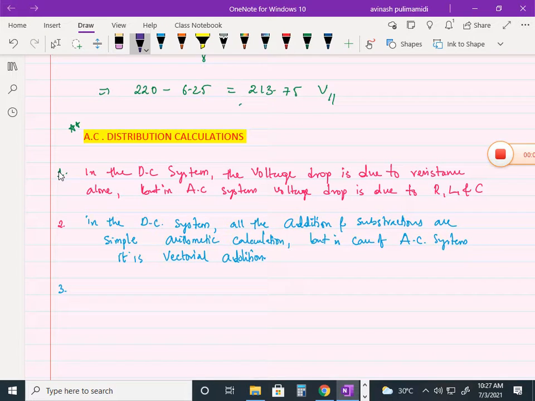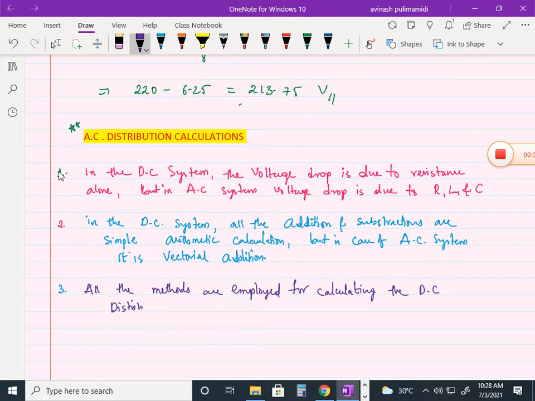Coming to the third point. All the methods employed for calculating the DC distributors hold good for solving the AC distributor calculations.